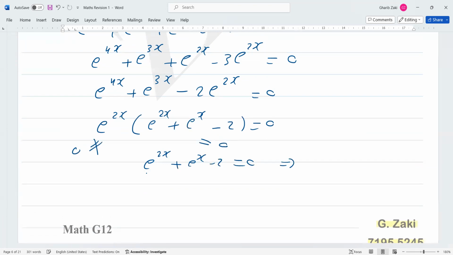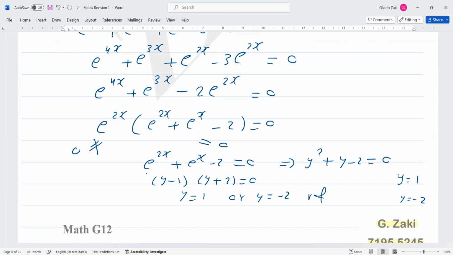Let e power x equals y. So y squared plus y minus 2 equals 0. We solve this equation with quadratic. So y equals 1 or y equals negative 2. Bracket, it's y minus 1, y plus 2 equals 0. So y equals 1 or y equals negative 2 refused because y is e power x. E power x cannot be negative because it's exponential. So e power x equals 1. 1, it means e power 0. So x equals 0. Okay? Okay, guys?